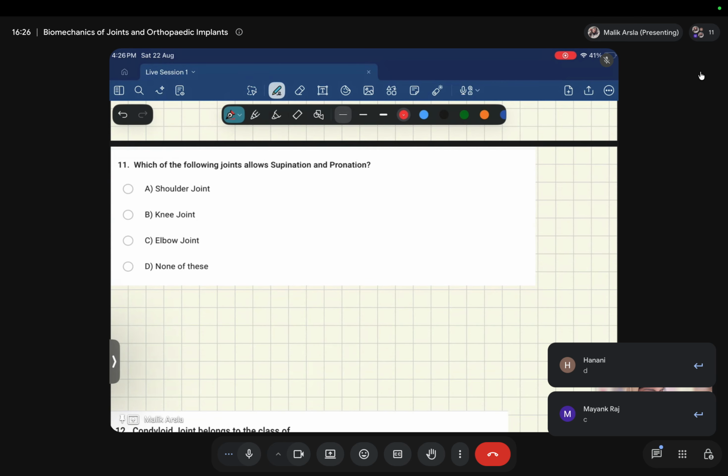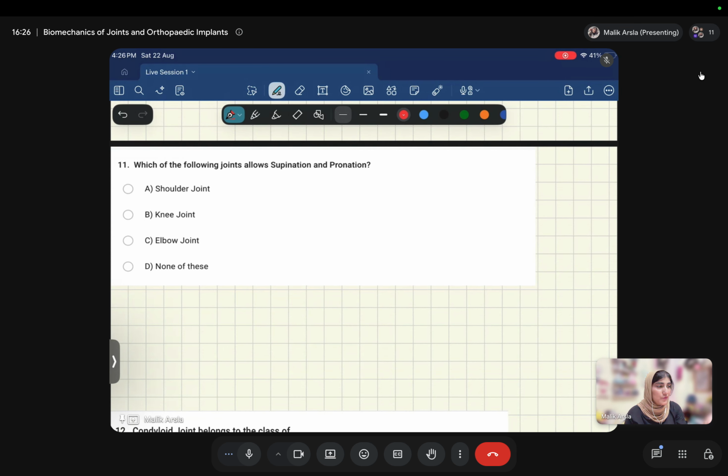I just now also mentioned that in the movements of the forearm, when the radius of the arm rotates relative to the ulna, you can see this is known as pronation and supination. So this kind of motion is present in the elbow joint. The shoulder joint and knee joint do not have pronation and supination.